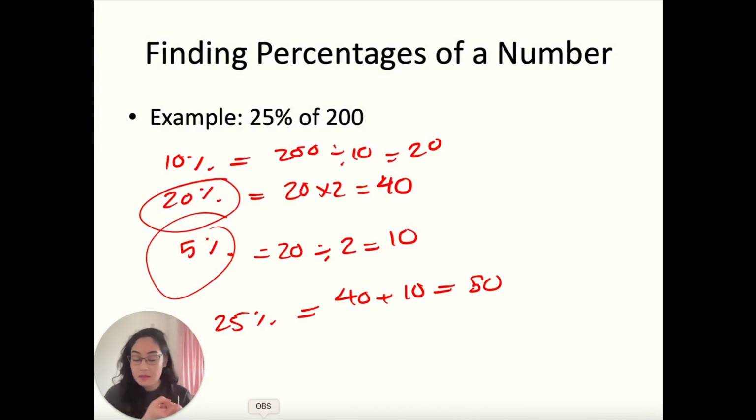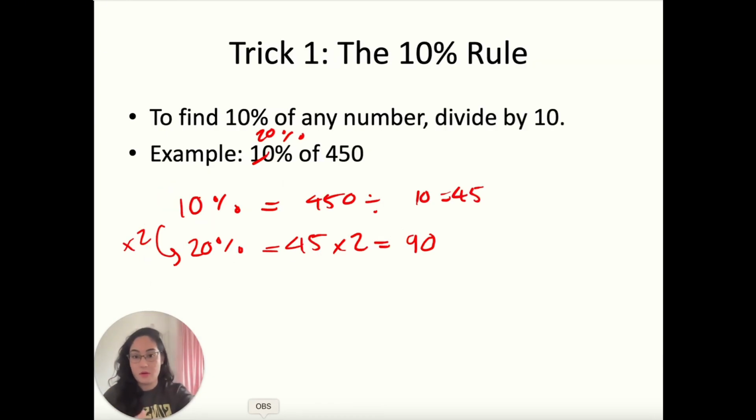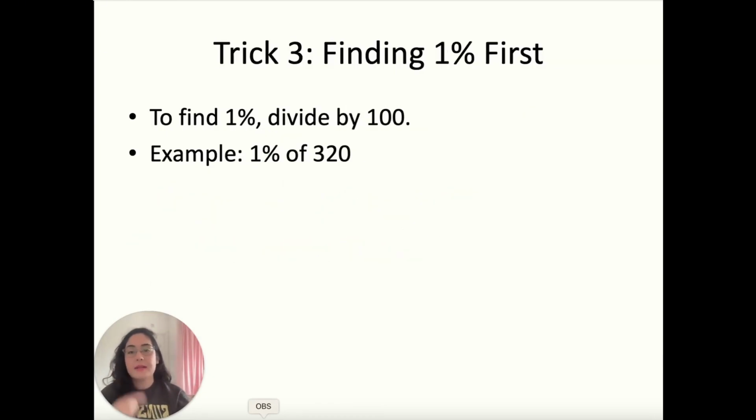So remember, we always find the 10% first because it's easier to do. We always divide it by 10. It's easier to remember as well. 10% just means divide by 10. And then we'll take it from there based on what number we're asked to find.